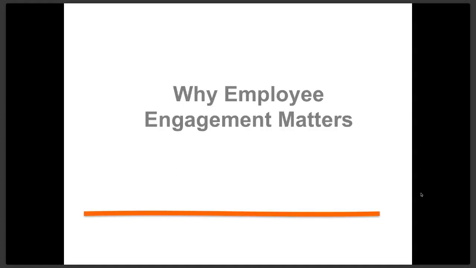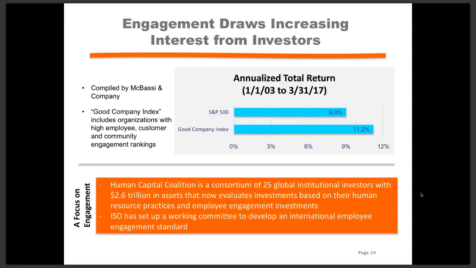So why does employee engagement matter? Well, essentially, so many studies have been done now that correlate employee engagement to better results. The top graph is showing that the Good Company Index, which identifies organizations with high levels of employee engagement, has outperformed the S&P 500 stock index quite significantly over the last 16 years. And so this is a big deal. If you could guarantee that you're going to outperform the stock market, and there's a way to do that, I think just about everybody would put their money into that bucket.